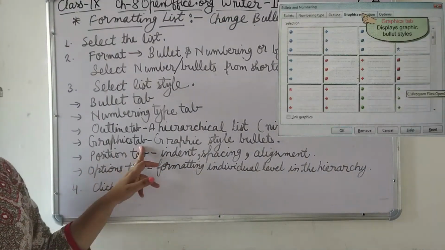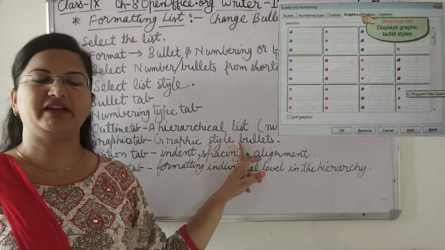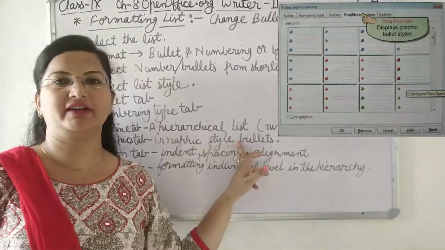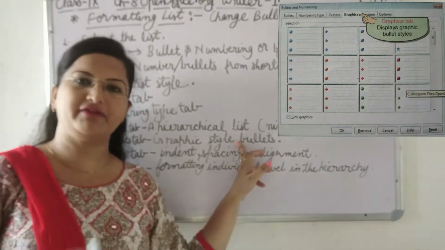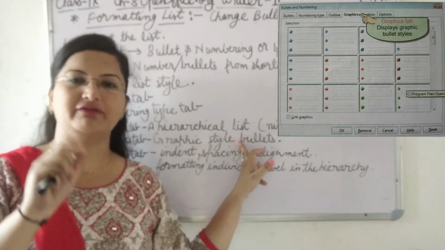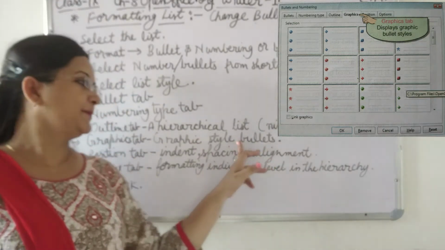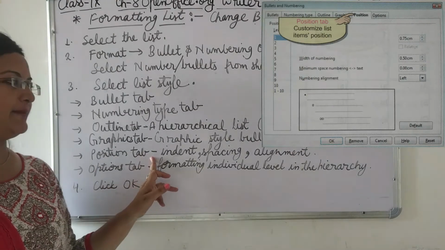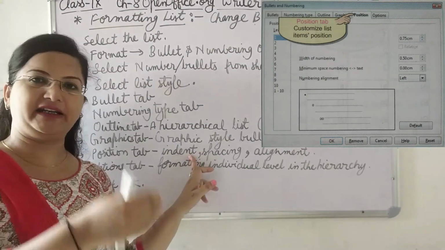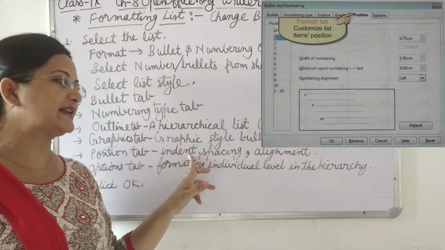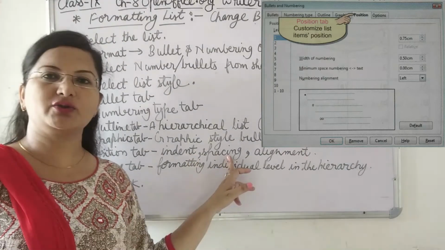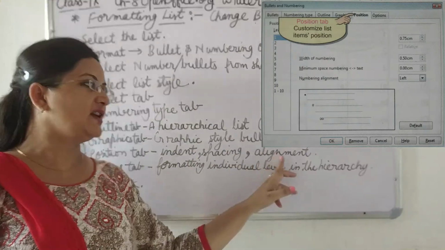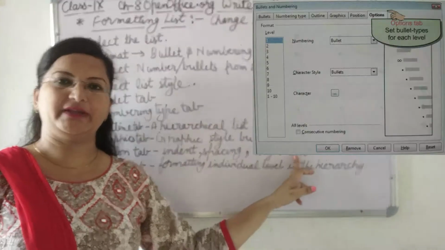Then there is the graphics tab. Graphics tab means we can insert bullets with graphics. In this, bullets will be in graphics form, that means colorful images can be there. Then the position tab. In the position tab we can set the indentation, that means increasing or decreasing the indentation. We can also increase or decrease the space, or we can also change the alignment.